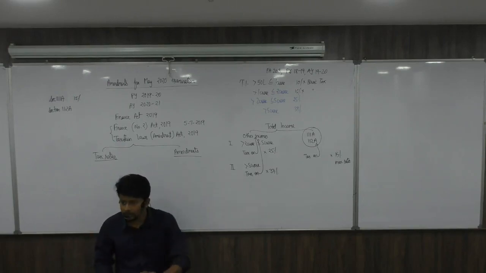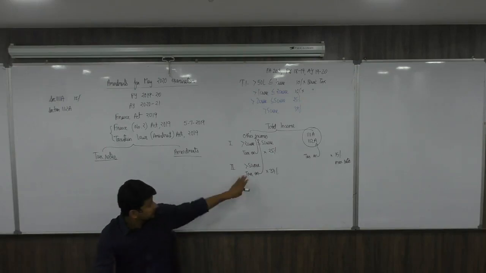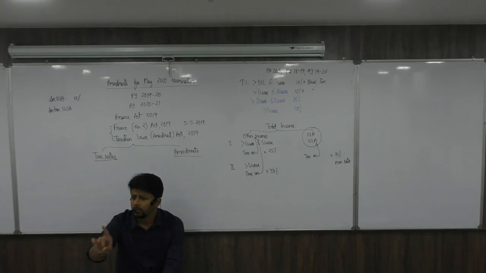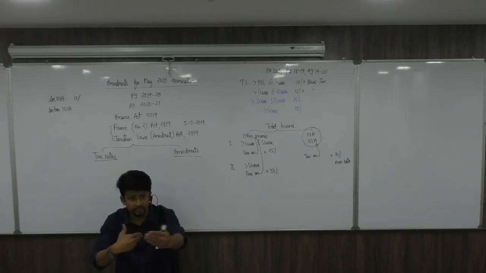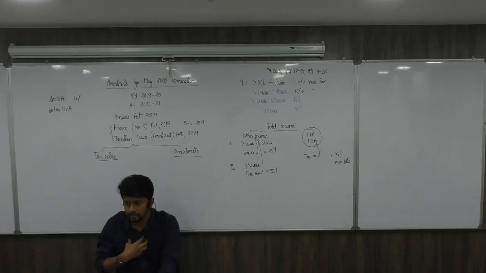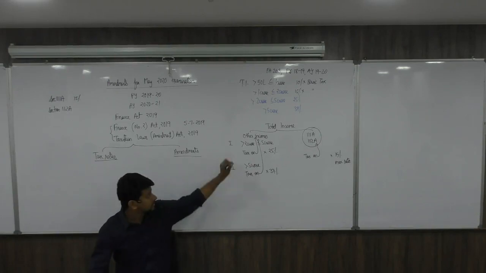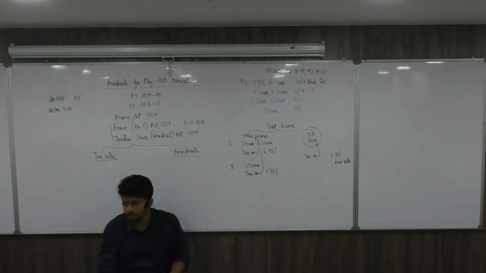What would have happened if this amendment was not introduced? If this thing was not introduced, the moment total income crosses 2 crore... Imagine, you and me are two individuals. Both of us have other incomes, both of us have 111A, 112A. My other income is 1.5 crore, and 111A, 112A is say 70 lakhs. This is 1.5 crore and that is 70 lakh rupees for me.